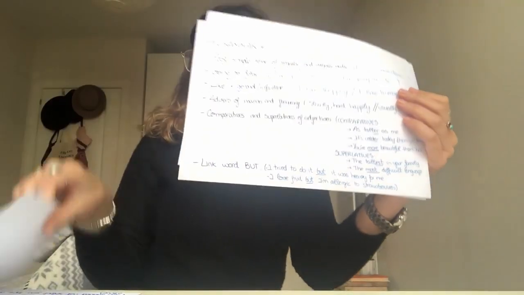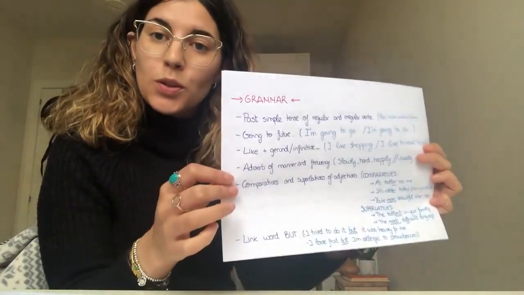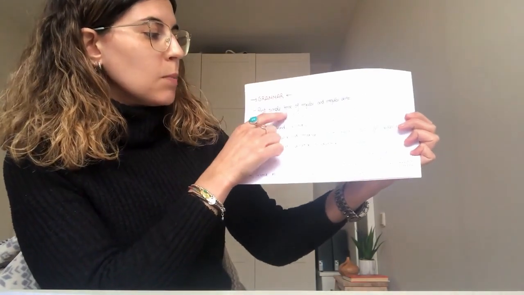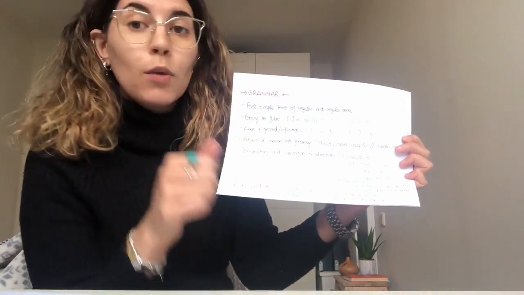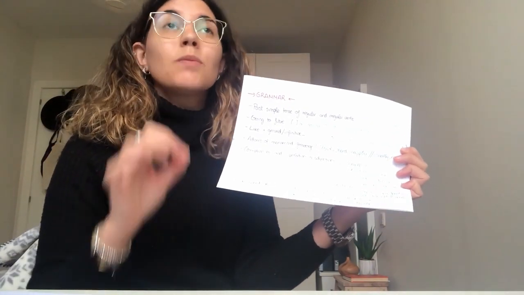What else do we need to know about our exam? Grammar, the grammar that we need to use. So, past simple tense of regular and irregular verbs. That means I am, I was, I have been, okay? You know all of these verbs because you have already studied.